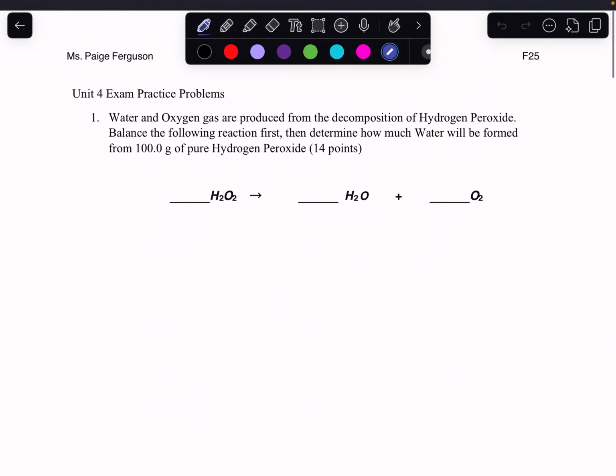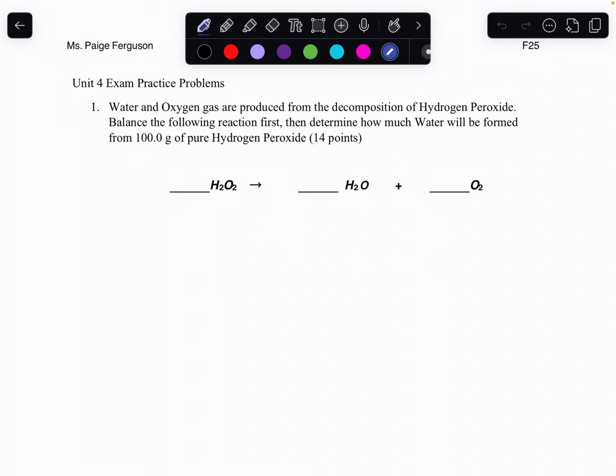But to get started, first question: water and oxygen gas are produced from the decomposition of hydrogen peroxide. Okay, filler. Balance the following reaction, then determine how much water will be formed from 100 grams of pure hydrogen peroxide. So first things first, we're going to balance this equation, okay?